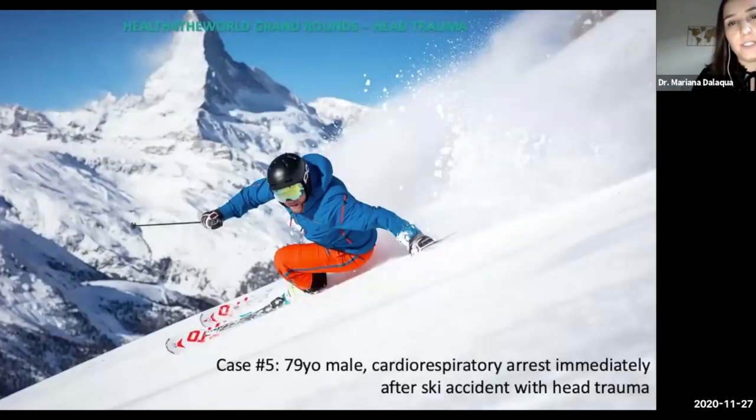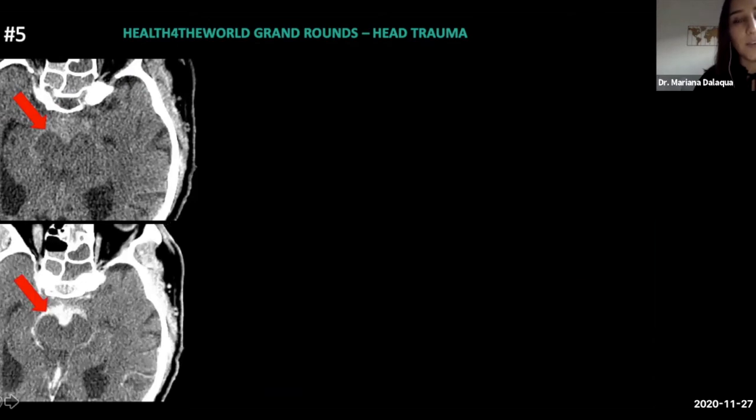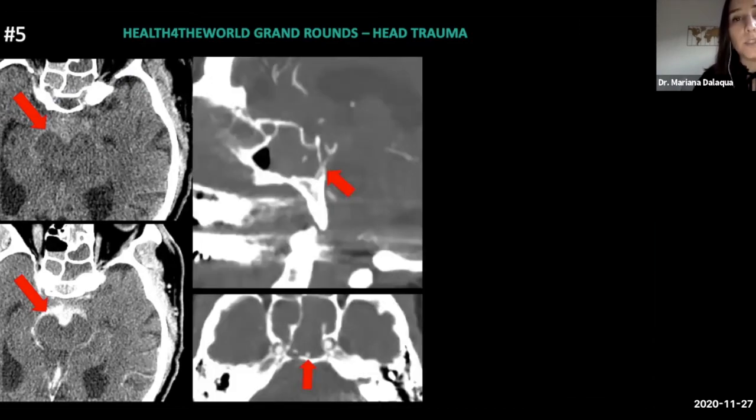So case number 5 is about a 79-year-old male that had a cardiorespiratory arrest immediately after a ski accident with head trauma. So here we see that this patient had an important subarachnoid hemorrhage. We see also a little bit of hemosinus here. And then when we injected the contrast, there was an active extravasation of the contrast, which is really, really bad in this context here. And we saw that he had a fracture that was called a keyhole fracture of the sphenoid bone, and the basilar artery was entrapped. Okay, so we see here the basilar artery inside the left sphenoid sinus.